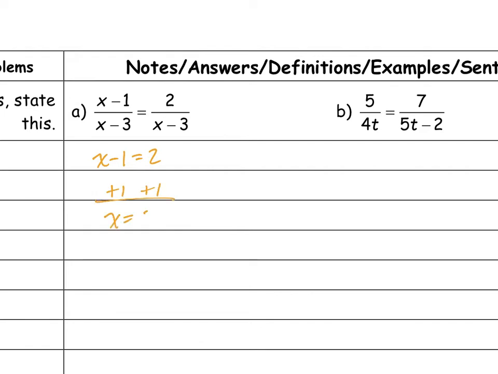X has to equal 3. Done. If my denominators are the same. But if I would have cross multiplied, guess what? I would have got the same answer. Who cross multiplied and didn't get that answer? Did you get that answer? Yeah. So I could have cross multiplied. That's the easier way, because it's the same denominator.